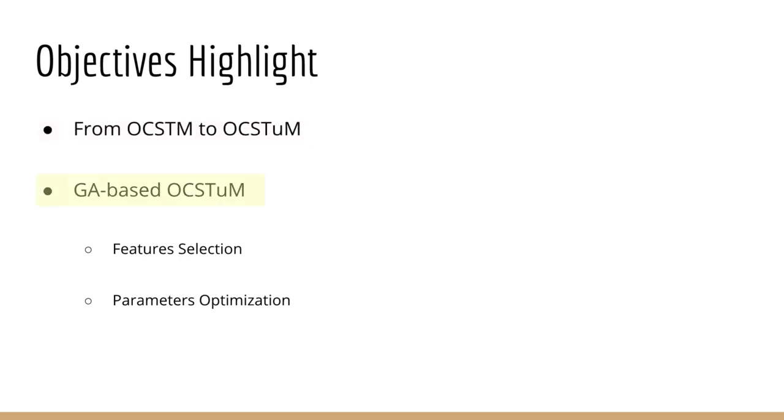The authors propose a second algorithm that uses a genetic algorithm to iteratively reduce the subset of features which is used for model training, and in parallel optimize the algorithm parameters.